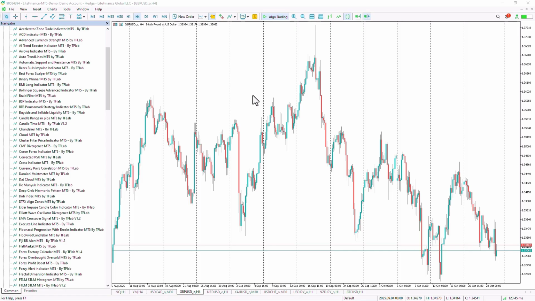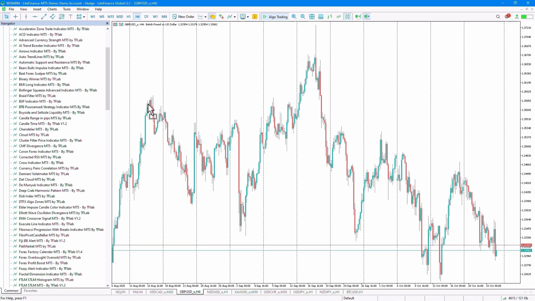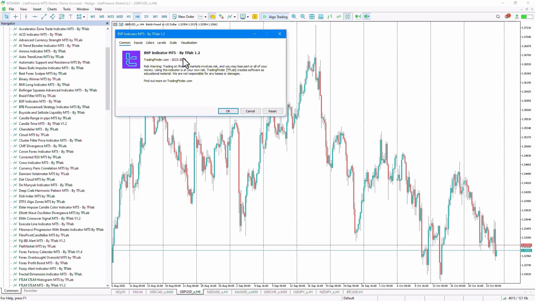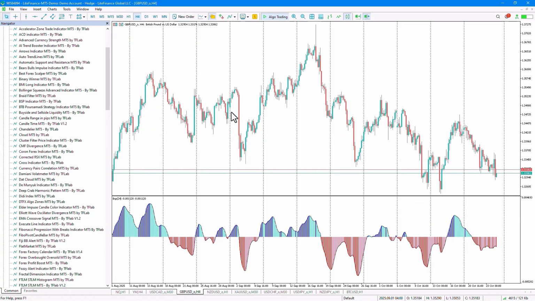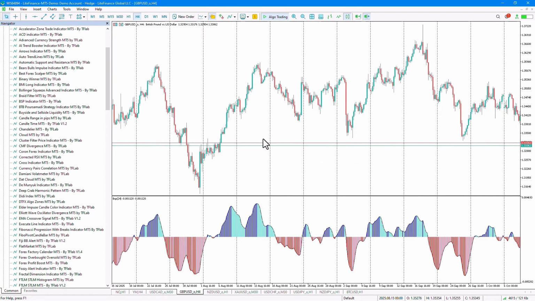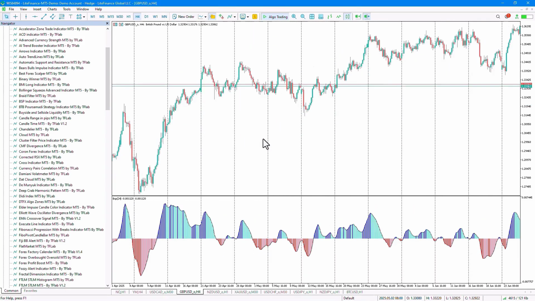From the Navigator section, we select the indicator file, and by dragging the file onto the chart, we run the indicator. Once the indicator is activated on the chart, a histogram window appears at the bottom of the chart.